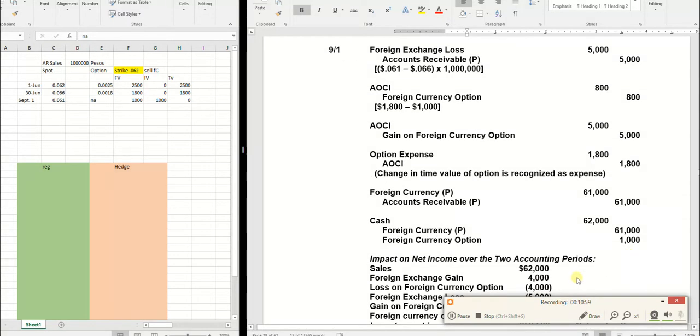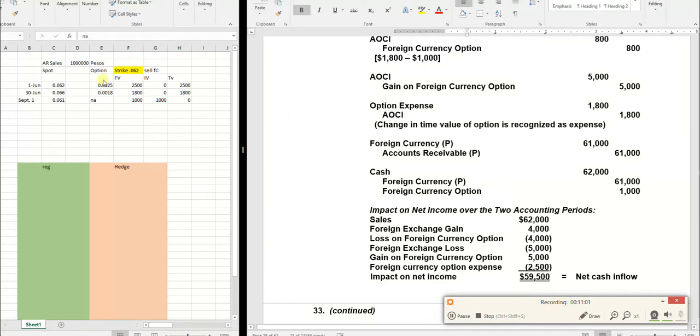So when I settle my transaction, remember, I have accounts receivable sales, so I need to settle that first. So I get the accounts receivable off my books. Remember the T account at 61,000. So I get it off my books for 61,000, and they hand me foreign currency, which is worth 61,000 on that date. Then I take my foreign currency and sell it.